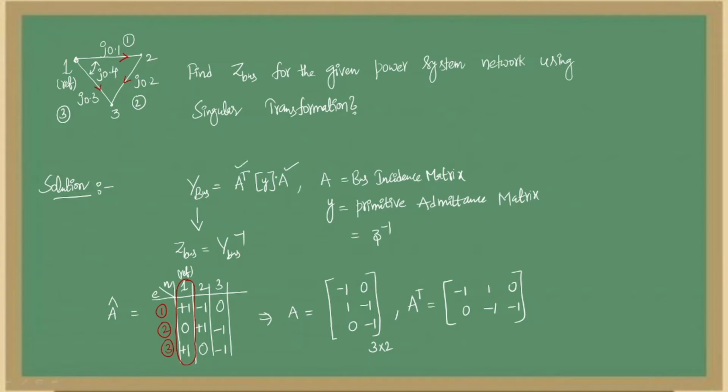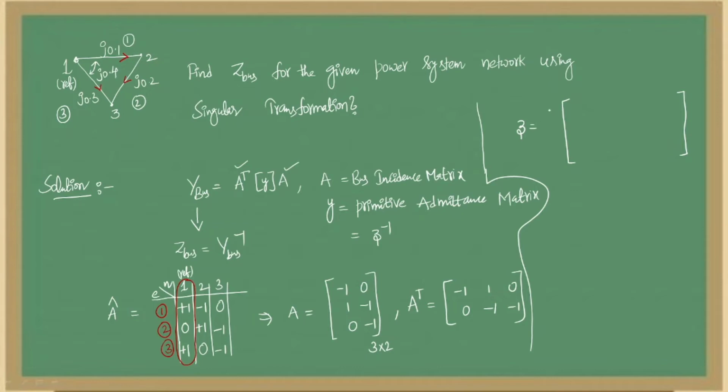Now we need to find the primitive admittance matrix. How can I find the primitive admittance matrix? By taking the inverse of the primitive impedance matrix. First of all, we need to know what the primitive impedance matrix is. In the primitive impedance matrix, we need to consider the self impedances as well as the mutual impedances. The primitive impedance matrix is always a square matrix where the diagonal elements are the self impedances and the off diagonal elements are mutual impedances, right?